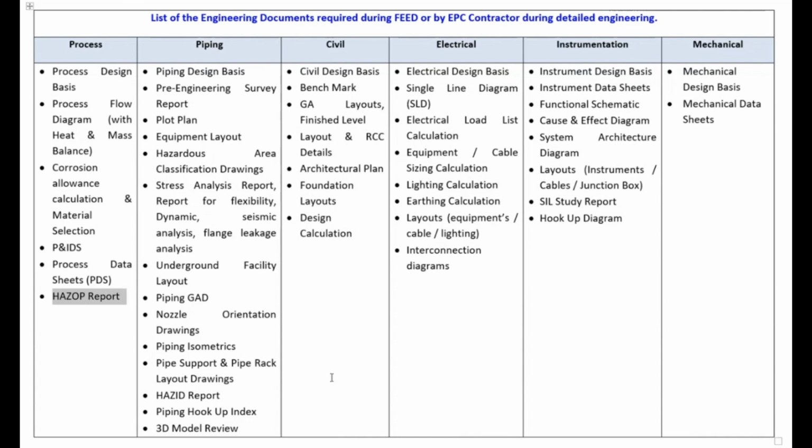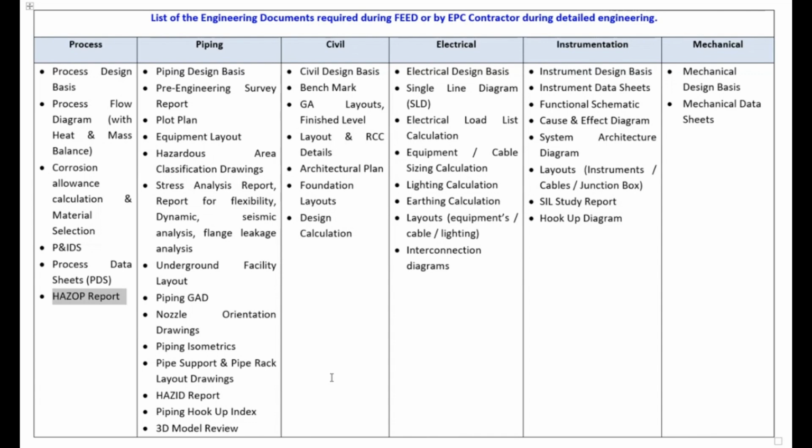So when you do HAZOP, you are doing it on the best document available with you. You are doing it on the P&ID basically. The basic required document is the P&ID. You do HAZOP on the P&ID. So P&IDs are approved already. Correct. So that is the concept.